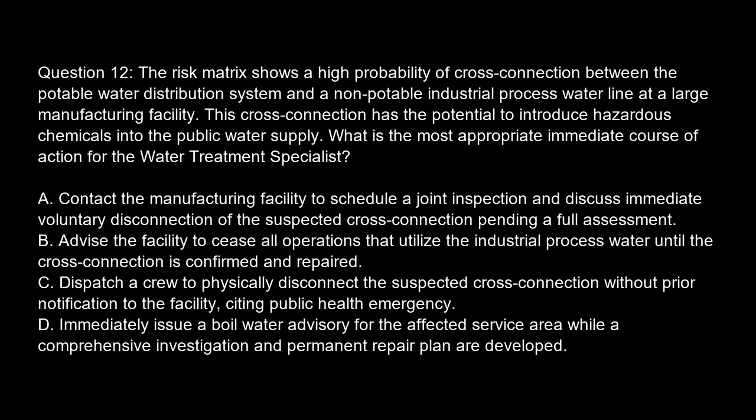Contact the manufacturing facility to schedule a joint inspection and discuss immediate voluntary disconnection of the suspected cross-connection pending a full assessment. Option B. Advise the facility to cease all operations that utilize the industrial process water until the cross-connection is confirmed and repaired. Option C.